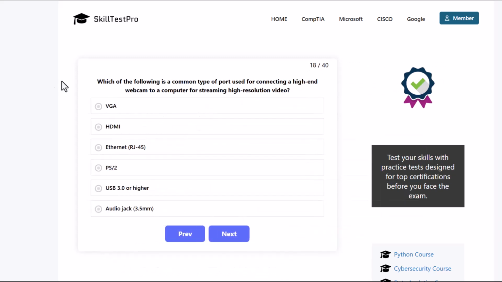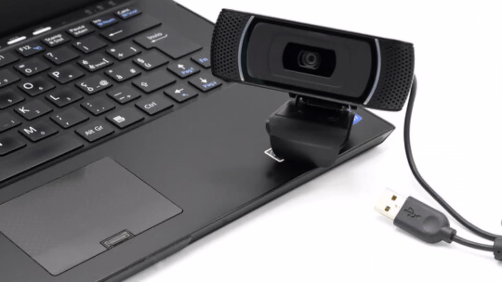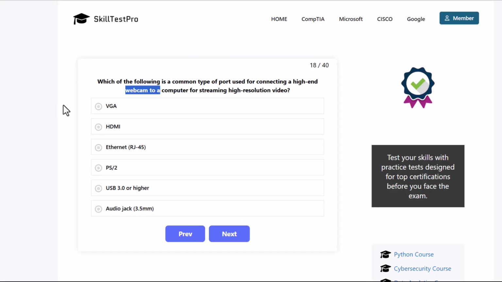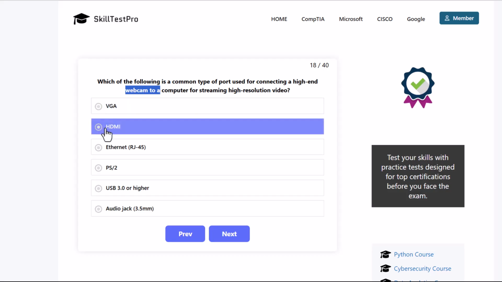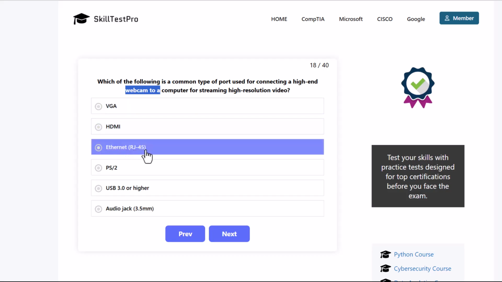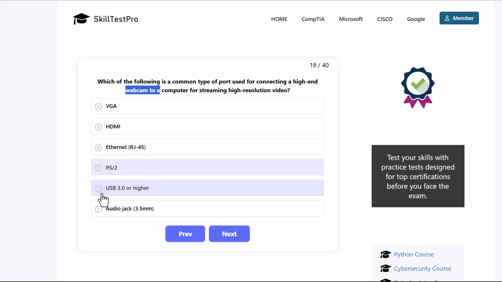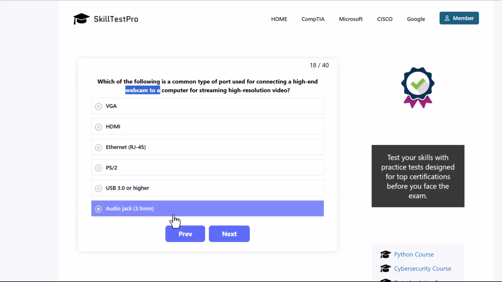Which of the following is a common type of port used for connecting a high-end webcam to a computer for streaming high-resolution video? And here we are talking about a high-end webcam. So straight away, if you have experience connecting a web camera to your computer, you would know the answer to this question. Here we are talking about VGA, HDMI, Ethernet RJ45, PS2, USB 3.0 or higher, or audio jack 3.5 mm.